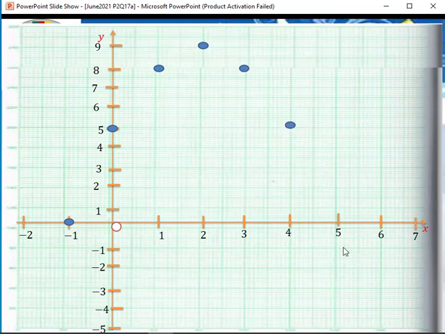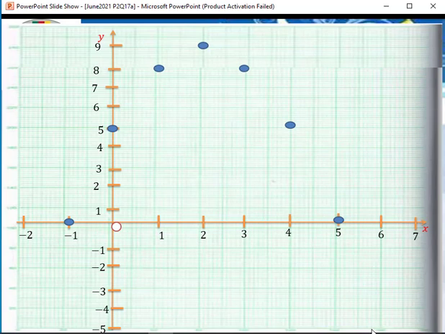When x is 5, y is 0. So x is 5 here. Where is the 0 line? 0 line for y here. So they will meet here. We have 0 there. And when x is 6, y is -7. So they will meet somewhere below there, but because of lack of space, we will not include it.